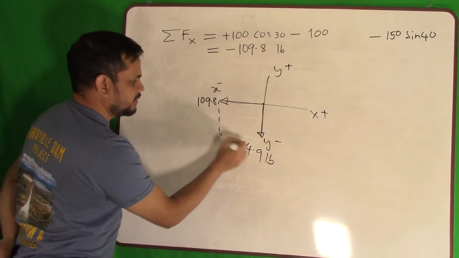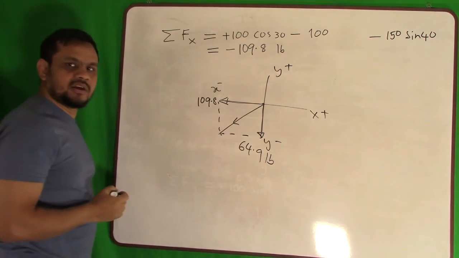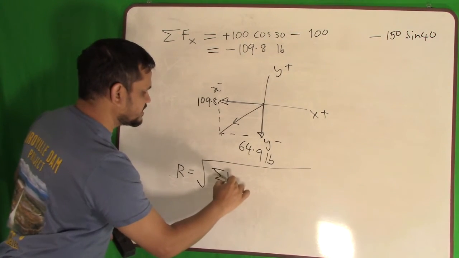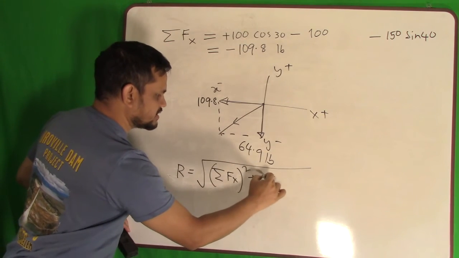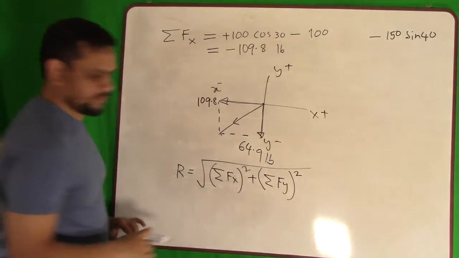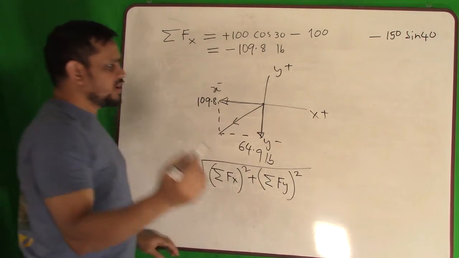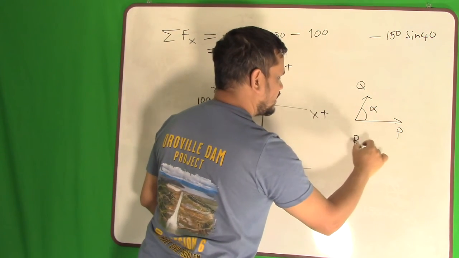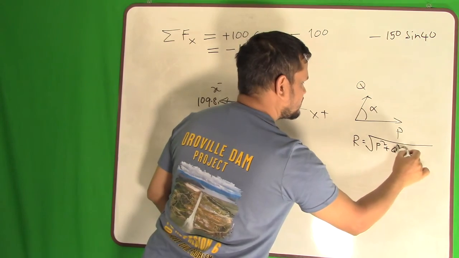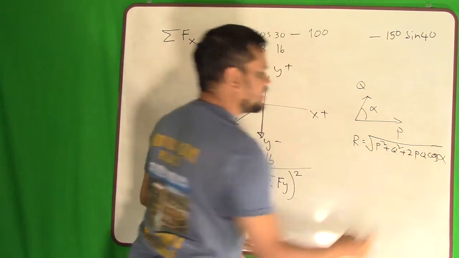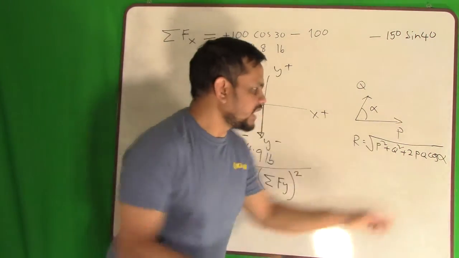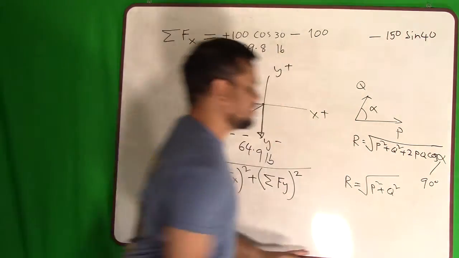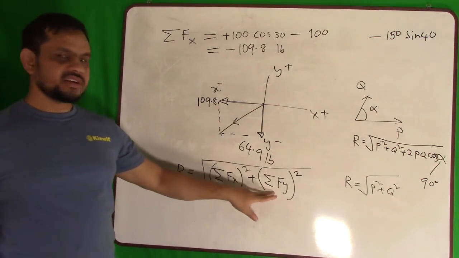Okay, so my resultant will be here. If I draw a rectangle or parallelogram, this will be my resultant. So here it will be summation of force along x squared plus summation of force along y squared. Now, as you learned from the previous equation, if it is P, if it is Q, and the angle is alpha, the resultant is P squared plus Q squared plus twice PQ cosine alpha. You saw this equation. Now, if your alpha is 90 degrees, R is simply P squared plus Q squared, because cos 90 is 0. So it is simply P squared plus Q squared.